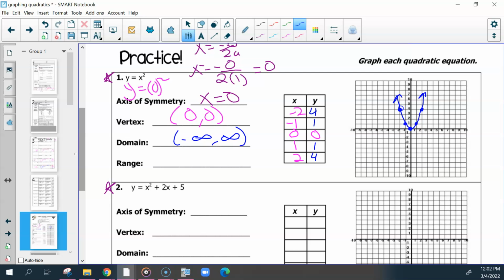The range, however, is what changes. So for your range, you're looking at lowest to highest. The lowest point would be when y is 0. Your value for your range, you're always going to find in your vertex. So whatever your y value is, it'll be somewhere in your range. So we're going to start at 0. And then this keeps going up off the graph forever and ever. So it's going to go towards positive infinity.